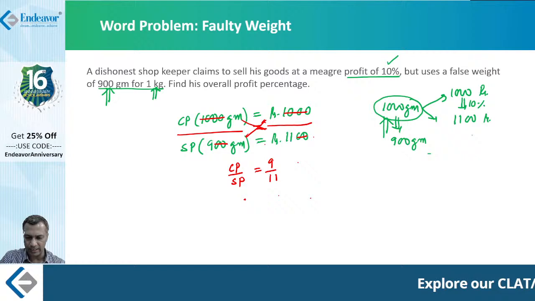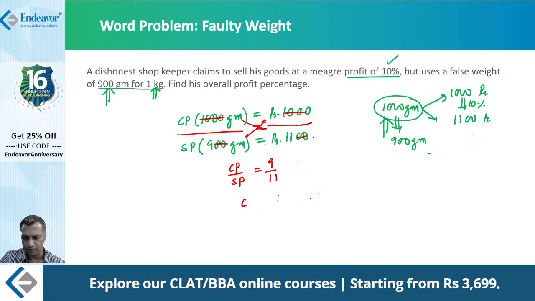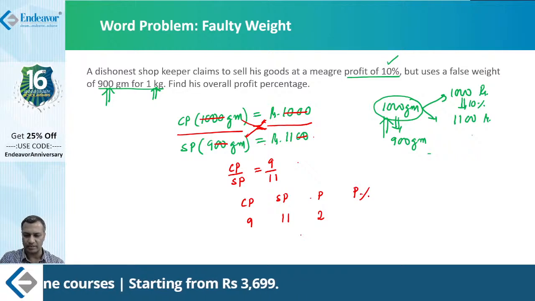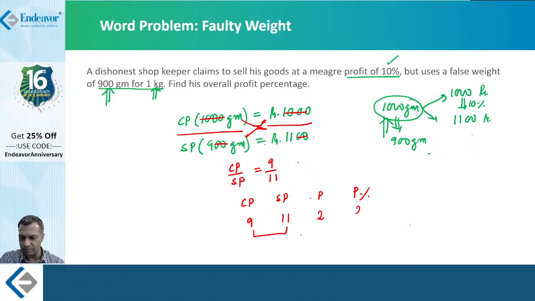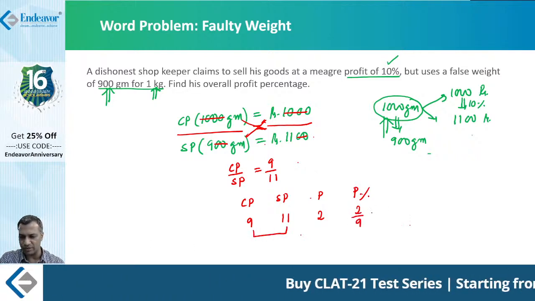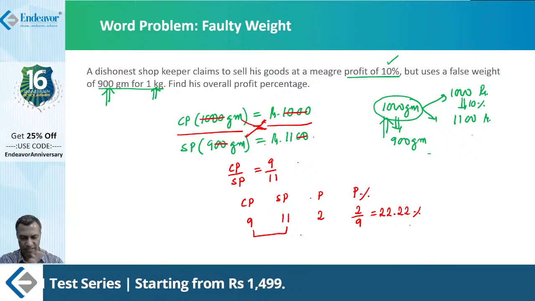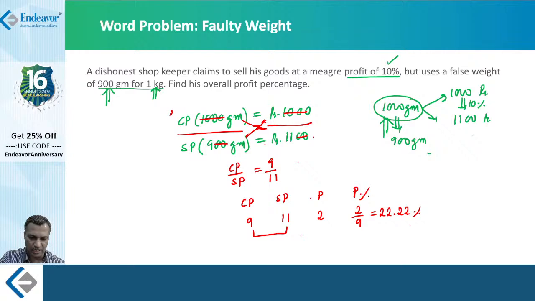What is it that you are trying to say? Cost price, selling price, profit. Therefore profit percentage: cost price is 9 rupees, selling price 11 rupees, profit 2 rupees, because the gap between them is 2 rupees. Profit percentage is 2 by 9, which is nothing but 22.22%. Beautiful way of doing things. You just have to understand the statements properly and write down these two lines.